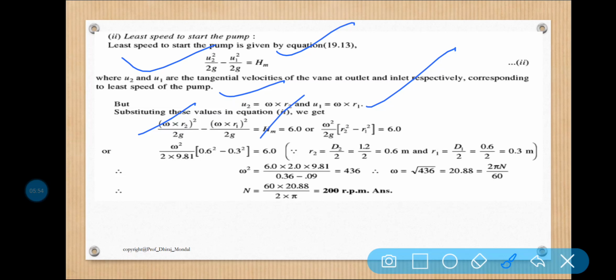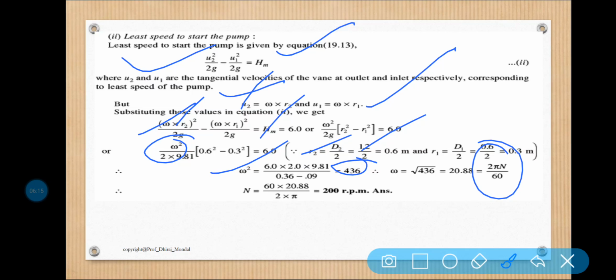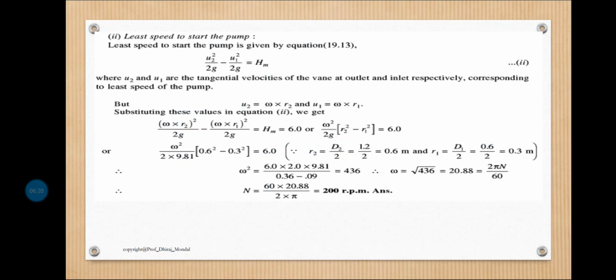Clear? Now taking omega square common. R1 and R2 are also given, because you know the diameter, so you can easily find out R1 and R2. Now from this equation you see omega square is equal to 436, and you know that omega is equal to 2 pi n by 60. So from this equation n is equal to 200 rpm. So it is a very easy problem and a very important problem also.